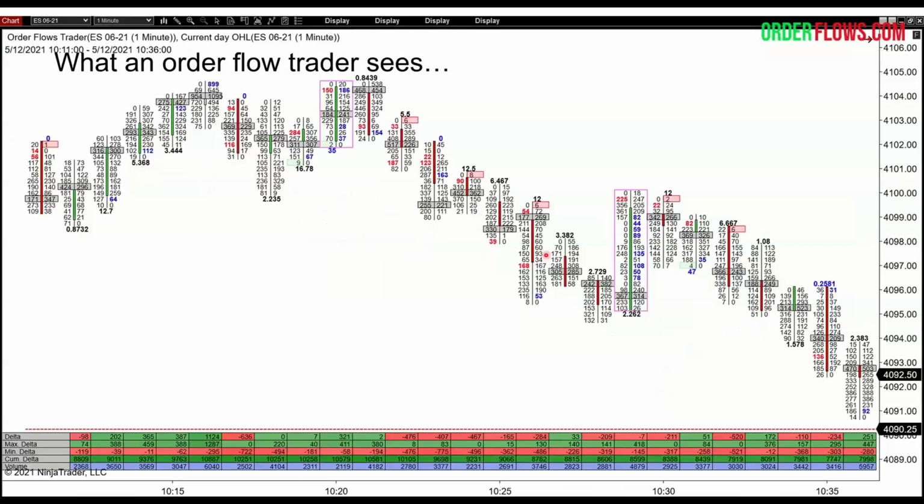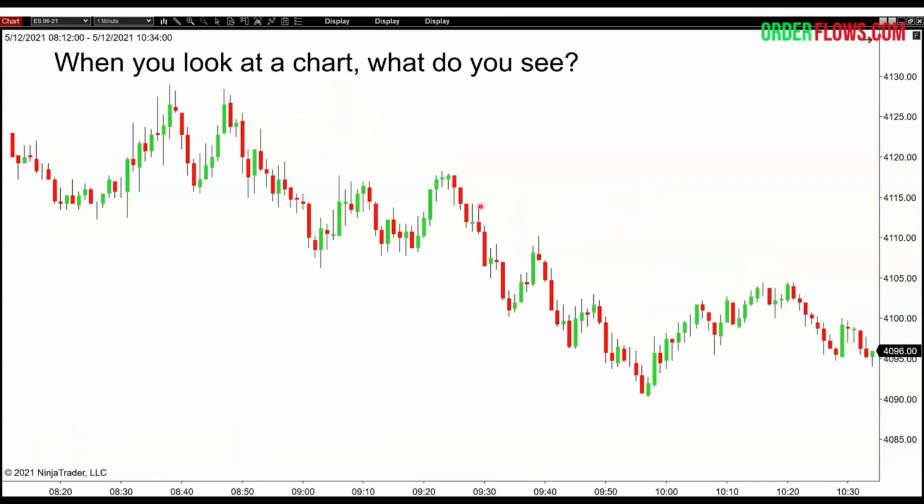Now, this is what an order flow trader sees, right? Someone that's reading the order flow is going to understand why this market started selling off from here, right, at 41.05. This is the area right over here. We hit this low, we rallied back up. Why is it stopping here and then selling off?